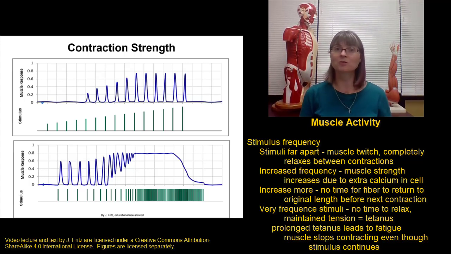And you may have experienced this before. If you were trying to hold or carry something heavy, and you're holding it, and you're holding it, and you're holding it, eventually, despite the fact that you are still trying to hold this heavy item, you just can't do it anymore. The muscle fatigues and it's done contracting.